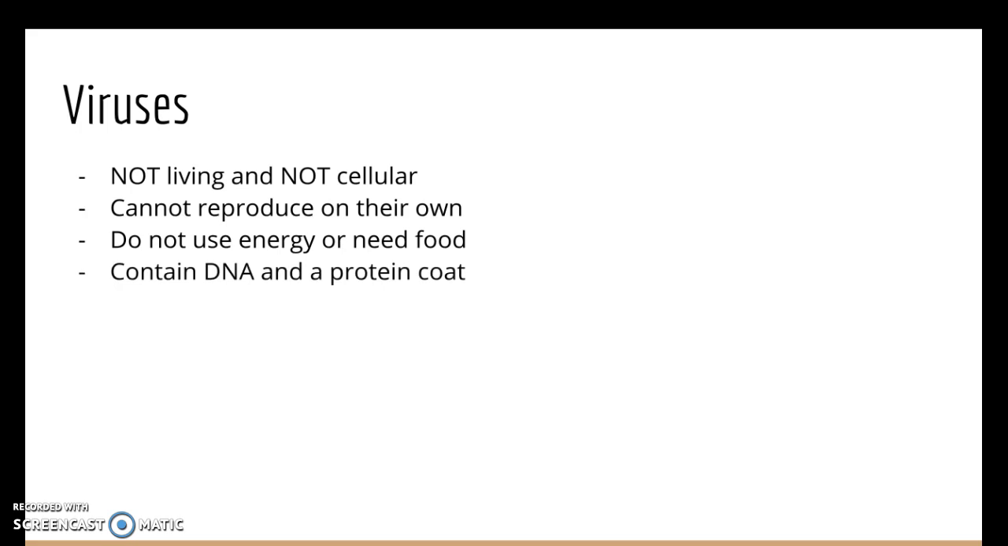They do contain their own specific DNA, and it's cased in something called a protein coat. So it's like a hard protective shell to keep that DNA safe. These are much smaller than bacteria, and you need very high-powered microscopes to be able to see viruses. When you do, they actually look a little robotic. We'll take a look at a few in class, but they look like little robots.